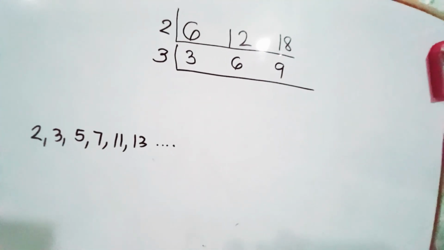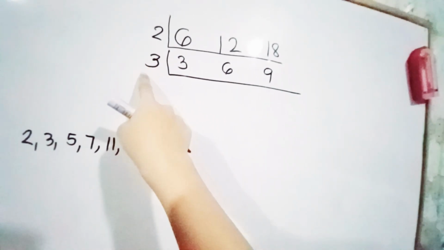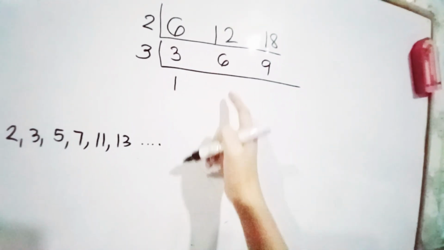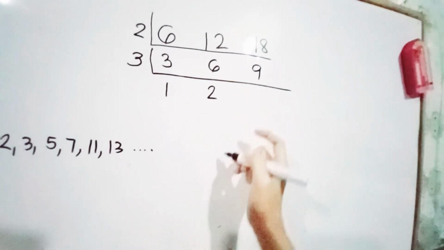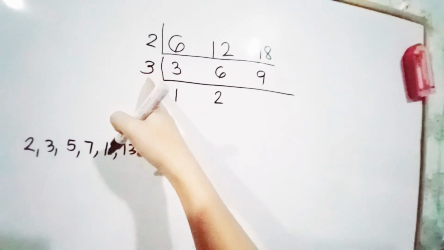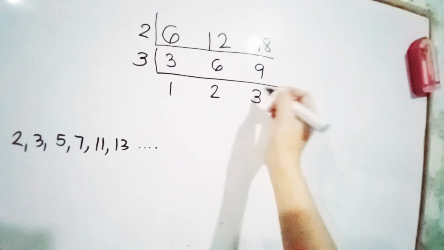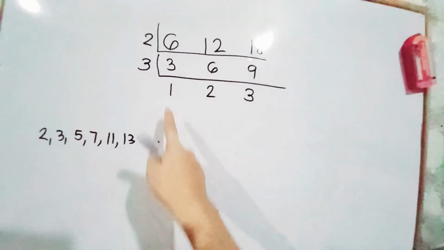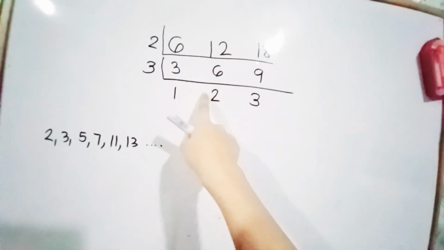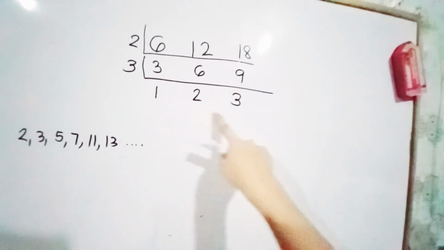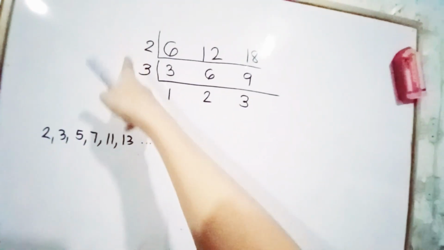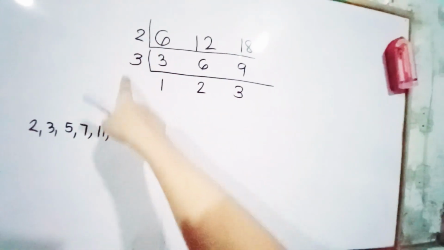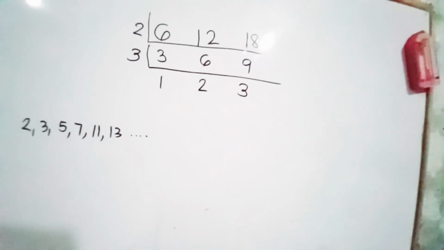Okay, so let's divide again. 3 divided by 3 is 1. 6 divided by 3 is 2. 9 divided by 3 is 3. Okay, so as you can see, 1, 2, and 3, there's no more number that can divide them. Meaning to say, we are already done doing the continuous division method.